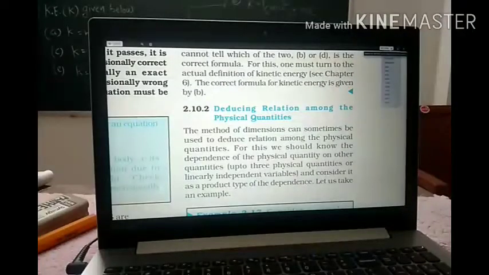Now students, our next subtopic is deducing the relation among the physical quantities. The method of dimensions can sometimes be used to deduce the relation among the physical quantities. For this, we should know the dependence of the physical quantity on other quantities, up to three physical quantities like M, L and T: M for mass, L for length and T for time. We consider linearly dependent variables, and consider it as a product type of dependence.